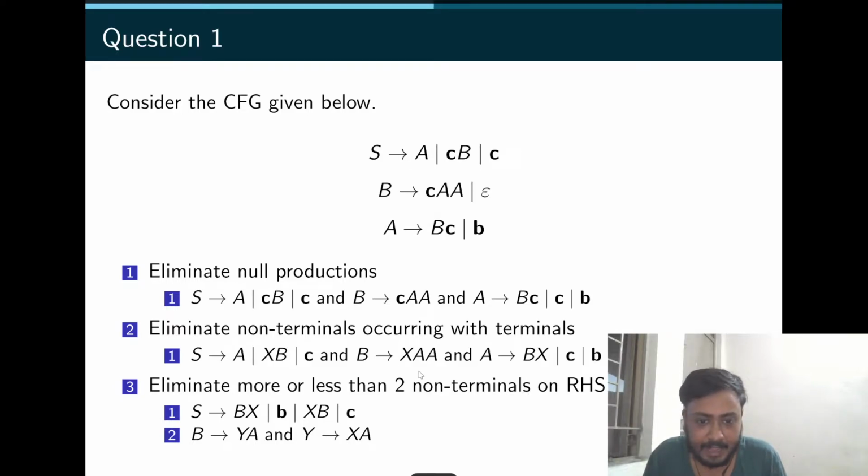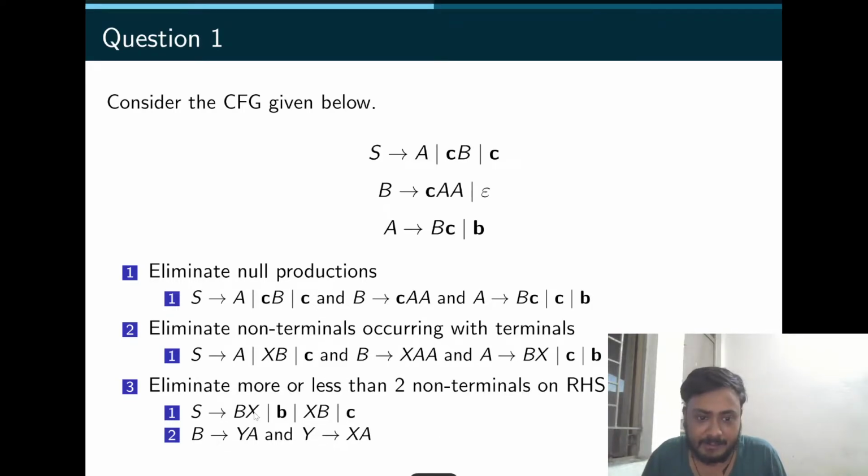Right. And for this part, we can take XA to be a new non-terminal, which is Y. And then Y gives XA. So here we are introducing a new non-terminal, and we are making sure that this rule also gets reduced to 2 on the RHS. So now if you have a look, all the rules right now are in CNF form, because we either have a single terminal on the RHS or two non-terminals on the RHS for every rule. And that is the goal, right? So that is our final grammar.